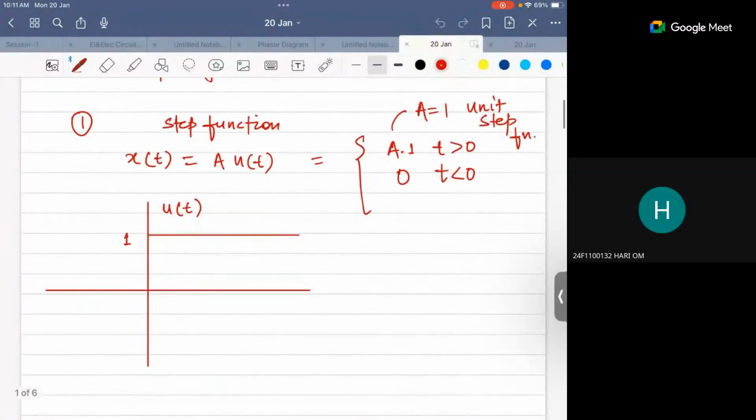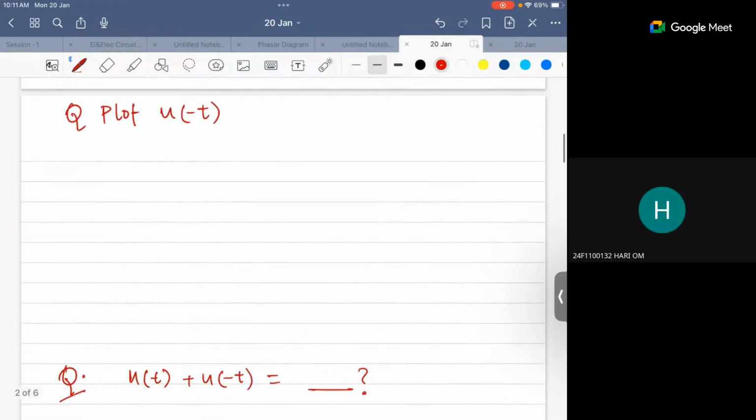So you already know about the step function, right? The step function is represented in the form of A u(t), and you already know that if you are dealing with the unit step function, then A will become 1. I hope this is clear to everyone. This much you already know. If you have been asked to plot u(-t), how will you plot that? Mirror image in the y-axis.